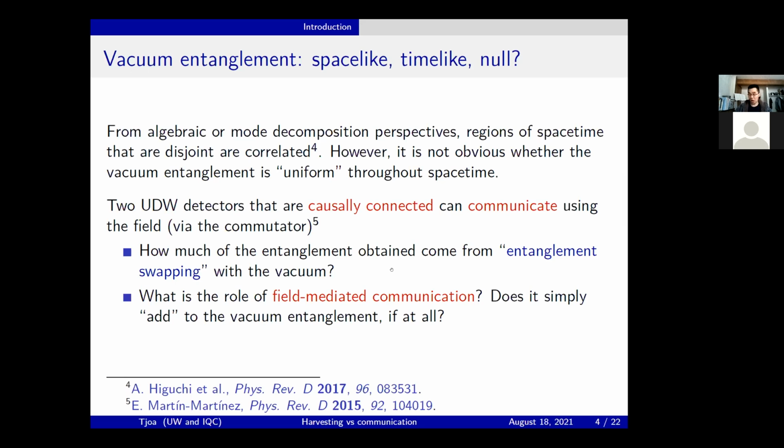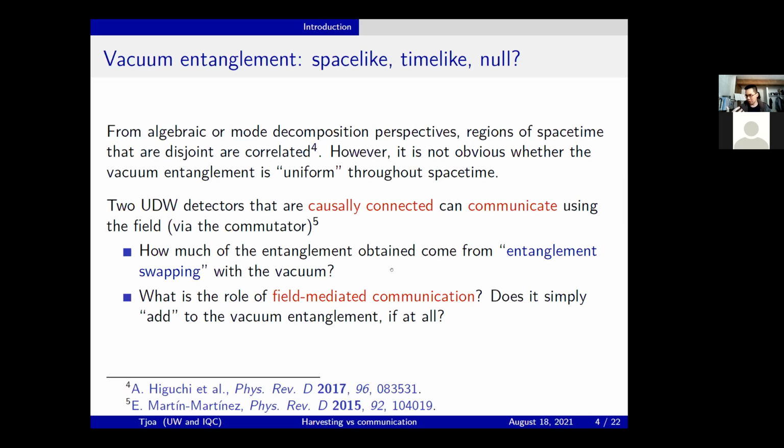Because in general, interactions that you can think of often are entangling in nature. It has to be somewhat a subset of certain classes of interactions. They are actually entanglement breaking and do not generate entanglement. And another way to think about this is to ask, what is the role of field-mediated communication in entanglement?